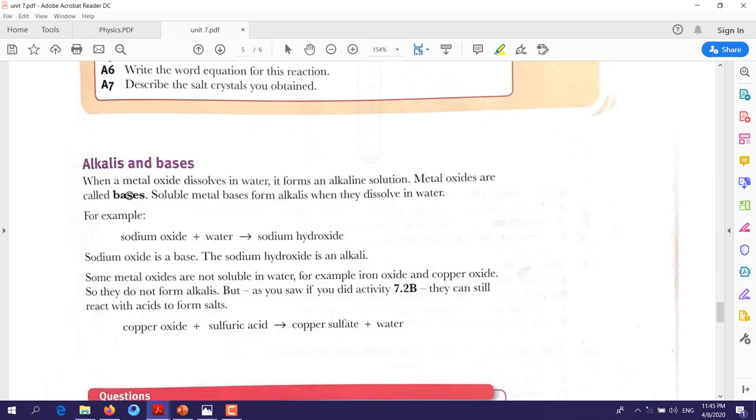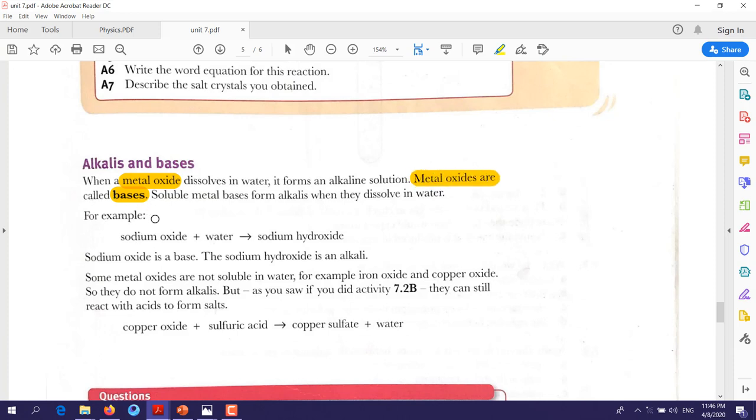Alkalis and bases. We just explained what alkali means: any chemical compound that has OH in its chemical structure. But sometimes you will hear the word base. What do you mean by base here? Some chemical compounds are made up of metal oxide. Any chemical compound whose structure consists of metal plus oxide is an example of a base. When a metal oxide dissolves in water, it forms an alkaline solution. Metal oxides are called bases.